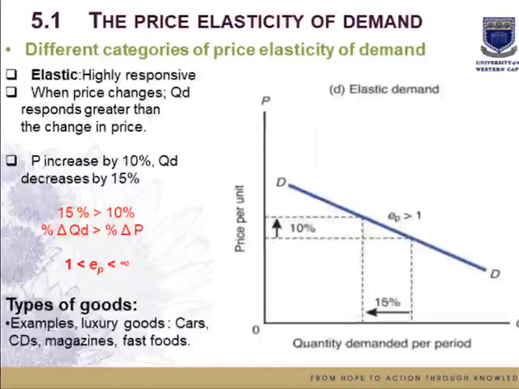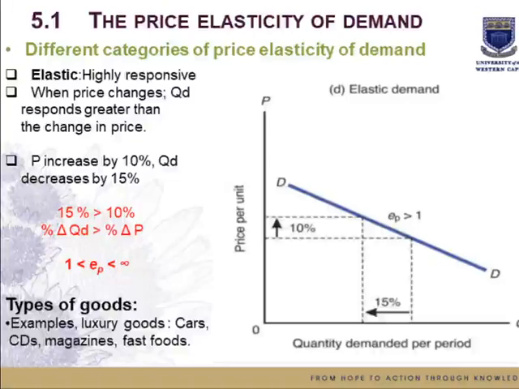When the price elasticity of demand is elastic, the elasticity coefficient will lie between 1 and infinity. This means quantity demanded is highly responsive to price changes. Thus, a 10% increase in the price of a product will lead to a 15% decrease in quantity demanded. Note that the increase in price is less than the decrease in quantity demanded. The demand curve for such a product is relatively flatter.